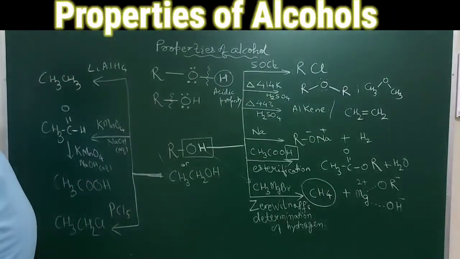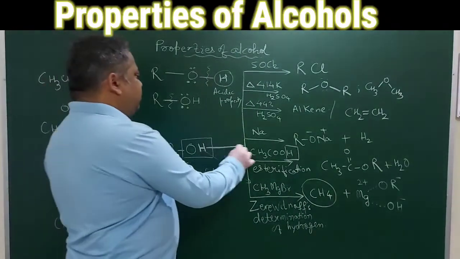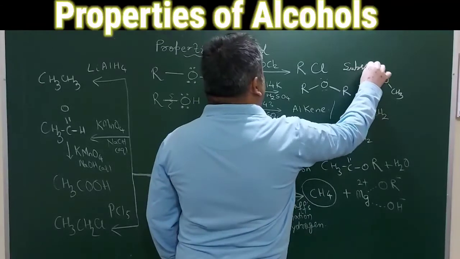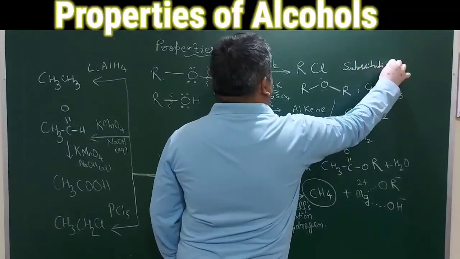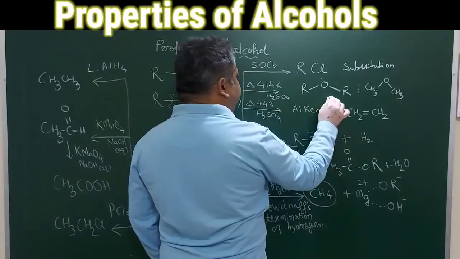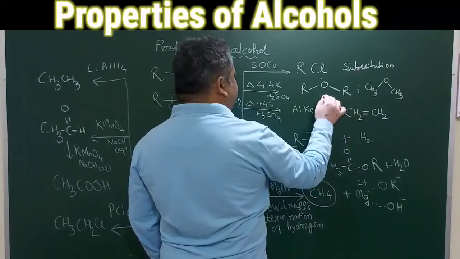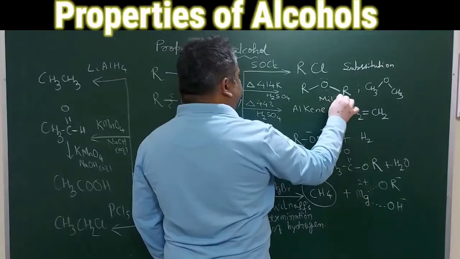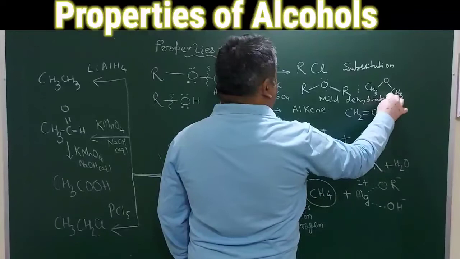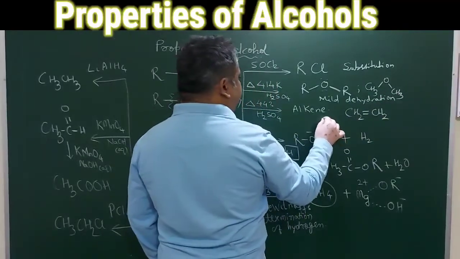Okay. Now we can name these reactions also. What is happening here? Here a substitution reaction is taking place. Here dehydration is taking place. What kind of dehydration? This is not complete dehydration. It is partial dehydration, or we can say mild dehydration, because heat is less. And this is a strong dehydration.